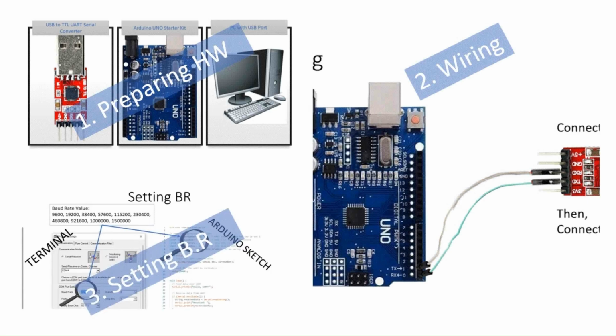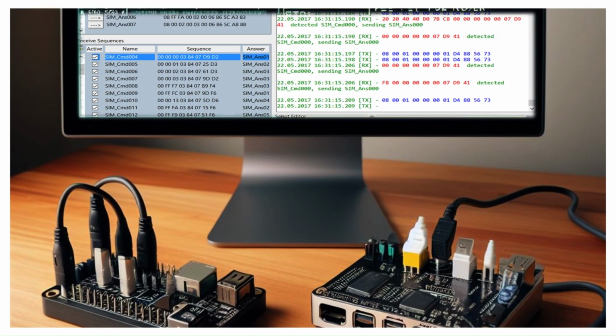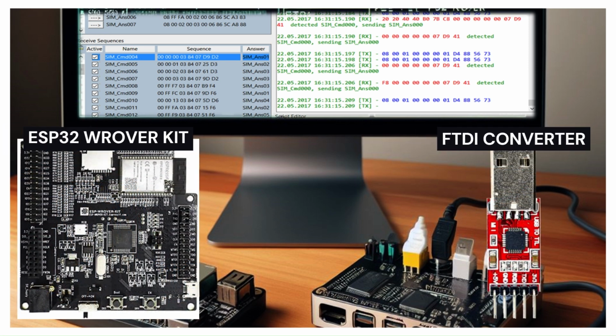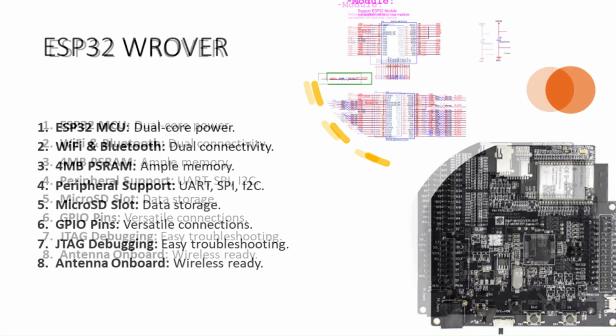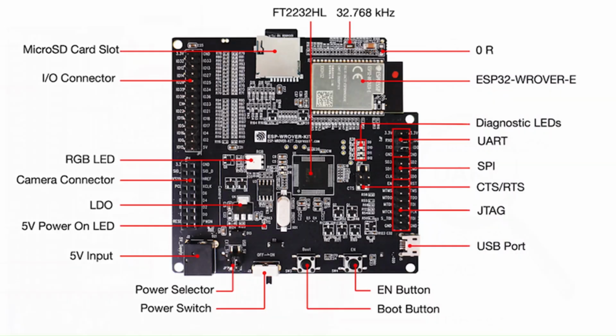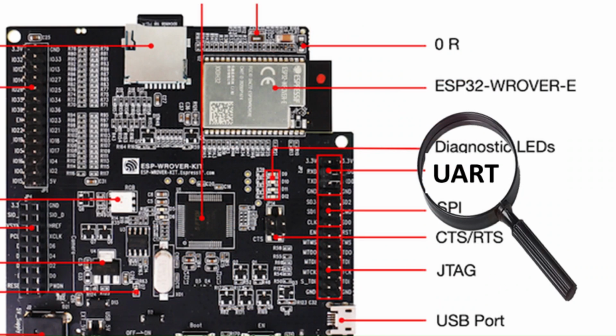Now, it's time for some real-world action. It's time for hands-on action. In this section, we'll connect an ESP32 Rover kit to a PC using an FTDI to TTL serial converter and terminal software. First, let's meet our star, the ESP32 Rover kit. This powerful device supports UART communication and is ready to share its data.